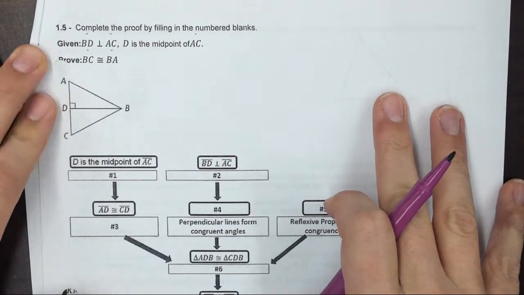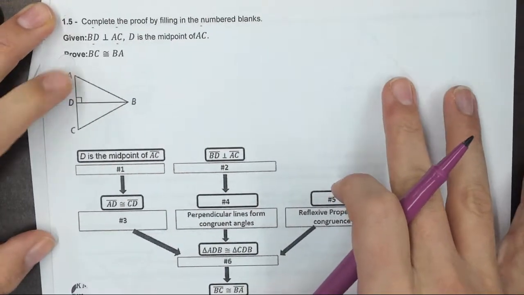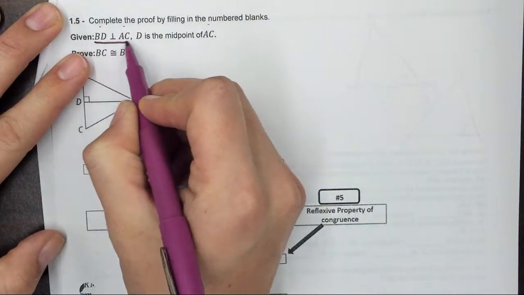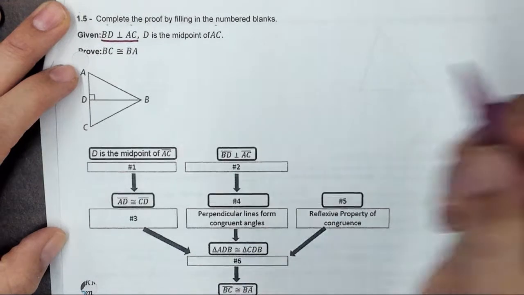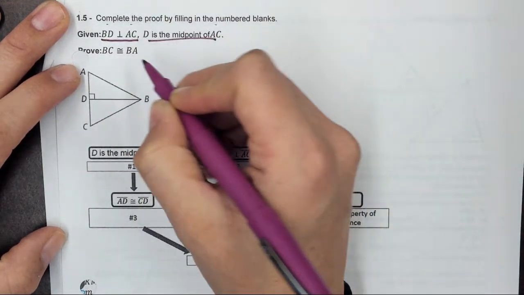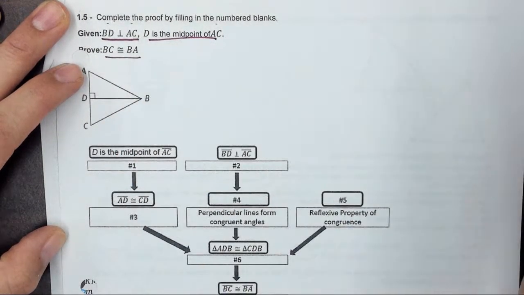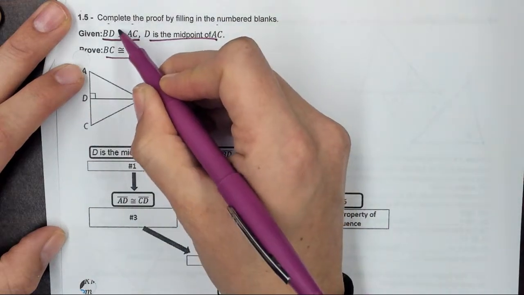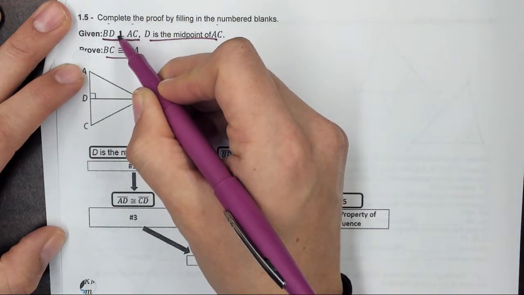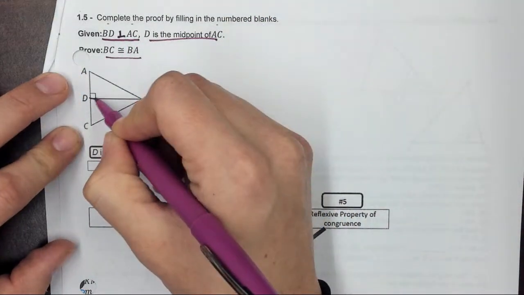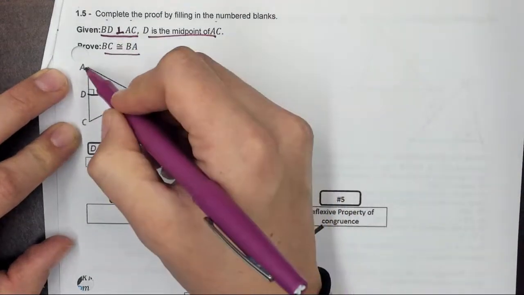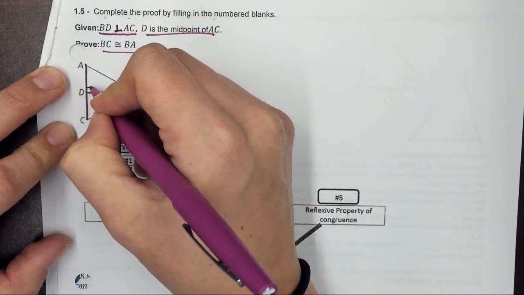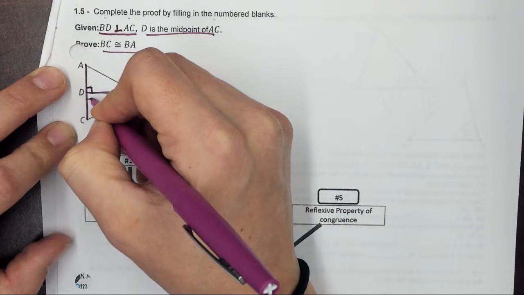Alright, next proof. Complete the proof by filling the number blanks. Given BD is perpendicular to AC, and D is the midpoint of AC, prove BC is congruent to BA. Alright, so again, the capital T upside down is perpendicular, so BD is perpendicular to AC, which means 90 degrees. I can put a 90-degree angle over here as well.